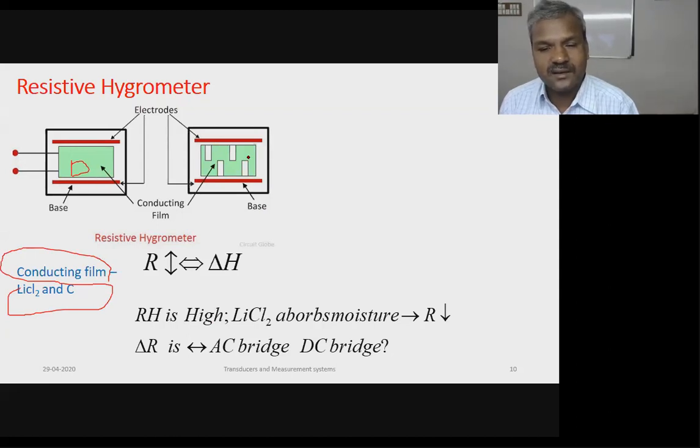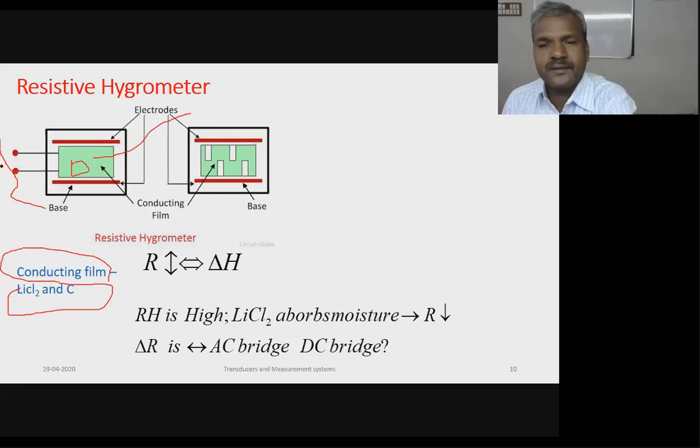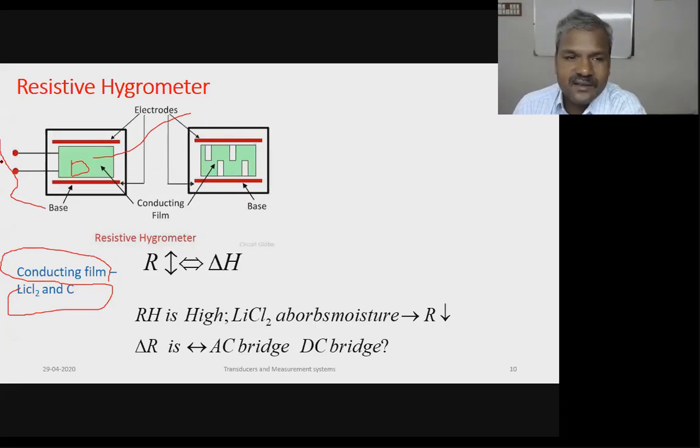With different constructional features, the conducting film is lithium chloride and carbon. These two are the base, and these are the electrodes. These two are connecting lead wires. Similar to anemometers, this is also connected to bridges. But in this hygrometer, the terminals should be connected to a Wheatstone bridge.